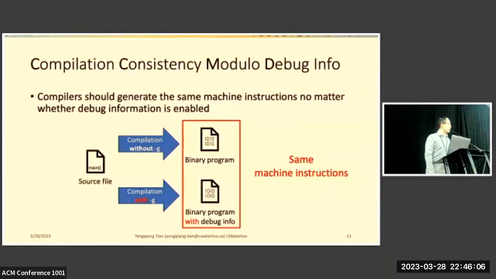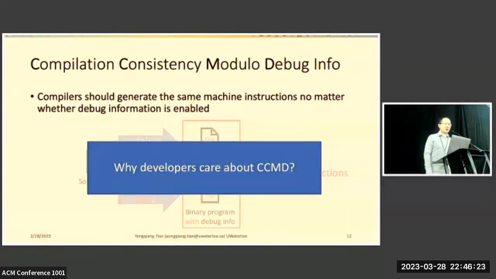So in our study, we use CCMD, or Compilation Consistency Modulo Debug Information, to refer to this property. That is, compilers should always generate the same instructions, no matter whether debug information is enabled or not. You may be wondering why developers care about this CCMD. So I'll illustrate this using two examples.